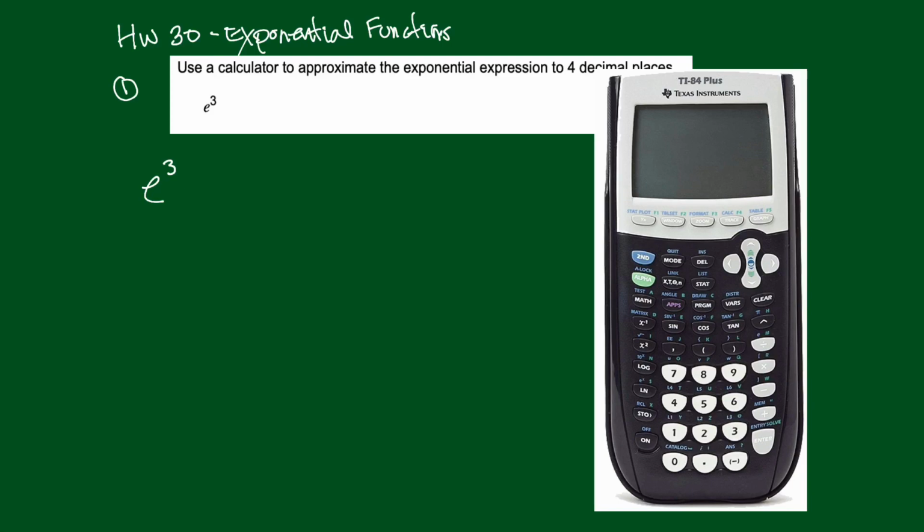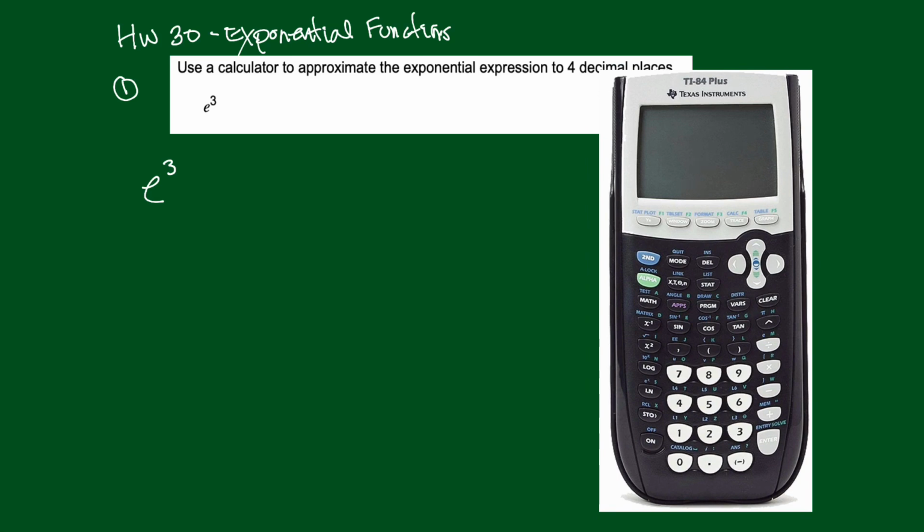Now if I look over here, I see this ln function. Here's ln over here. Okay, I'll make that in red so you can see it. There's ln, but the key we want is right above it. It's this e to the x. So you have to press second, and then e to the x, and then type in the 3, and then press enter.